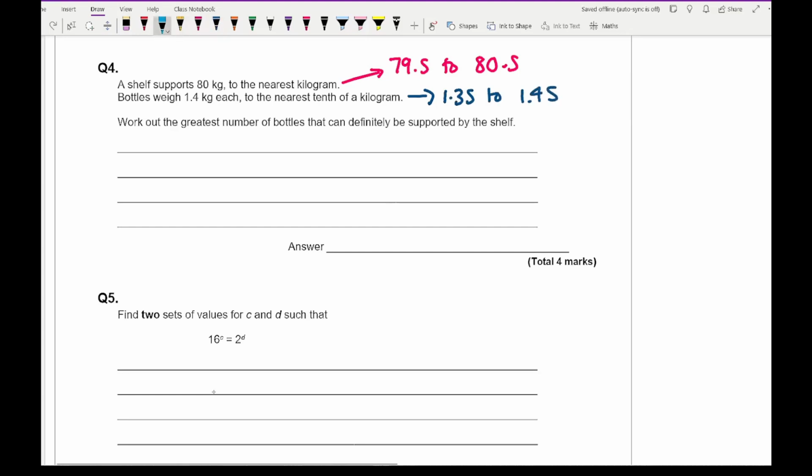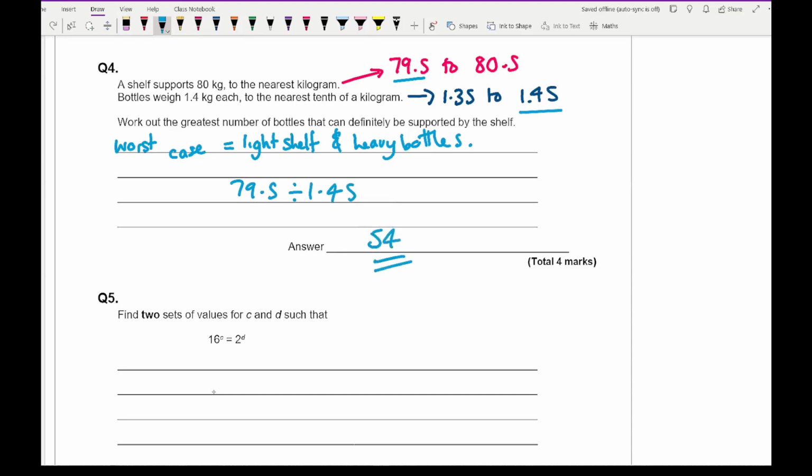Now, going back to the question, we want to know the greatest possible number. So we're looking at the worst case scenario. So the worst case scenario is going to be a light shelf and heavy bottles. So the lightest shelf is going to be 79.5, and the heaviest bottle is going to be 1.45. So if we divide that, and if I type that into my calculator, I get an answer of 54.